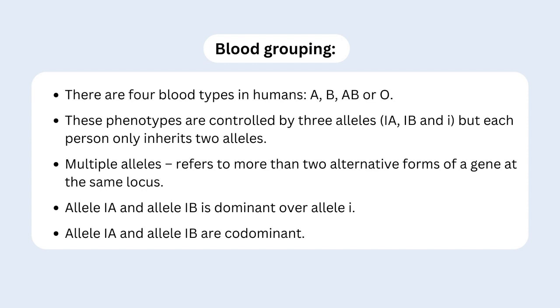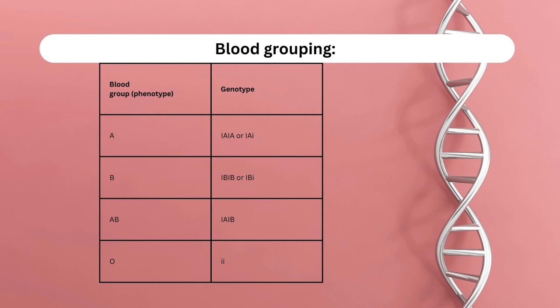Blood grouping. There are 4 blood types in humans: A, B, AB or O. These phenotypes are controlled by 3 alleles, IA, IB and i, but each person only inherits 2 alleles. Multiple alleles refers to more than 2 alternative forms of a gene at the same locus. Allele IA and allele IB are dominant over allele i. Allele IA and allele IB are codominant. Blood group, phenotype, genotype: A, IAIA or IAi. B, IBIB or IBi. AB, IAIB. O, ii.